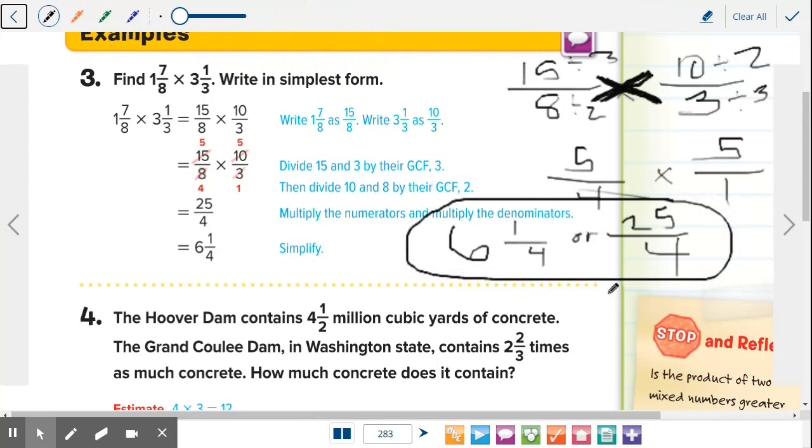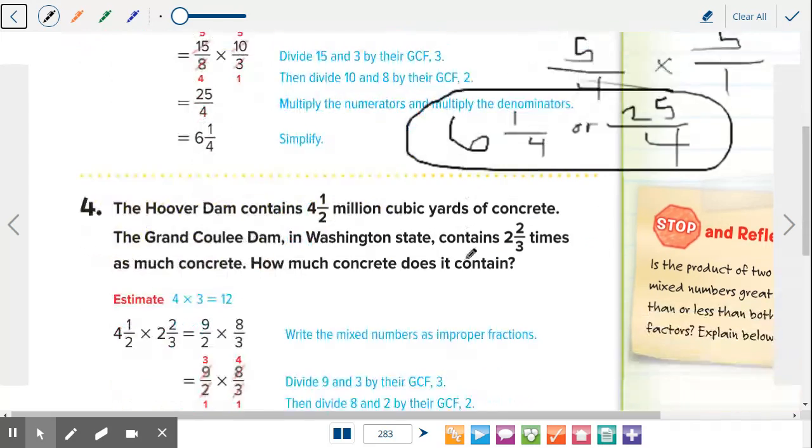So there you go. Are there any questions on multiplication with mixed numbers? Nothing crazy on it, nothing like that. You just got to remember to do these steps.